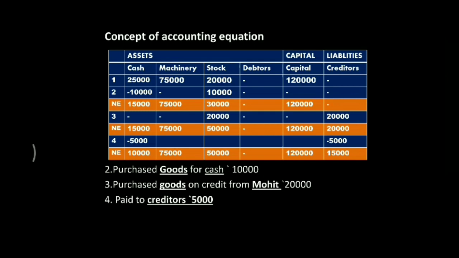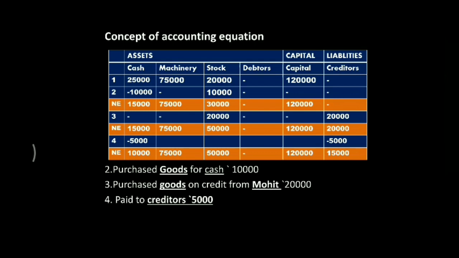Now second transaction is purchase goods for cash rupees 10,000. Whatever transactions are there, for every transaction you have to see what it results in. Results in means it results in increase or decrease of assets or liabilities or capital. So if it is increasing you will add it, if it is decreasing you will deduct it.